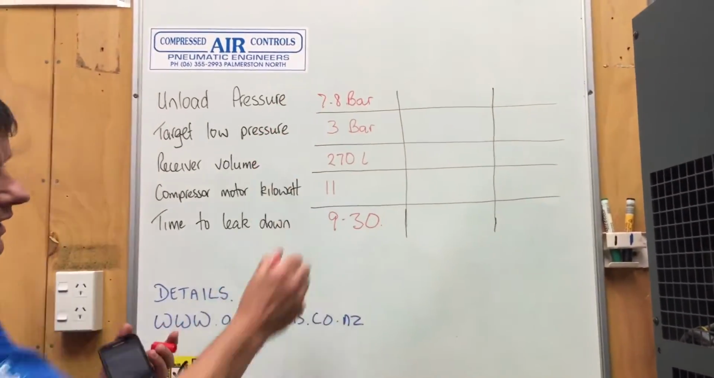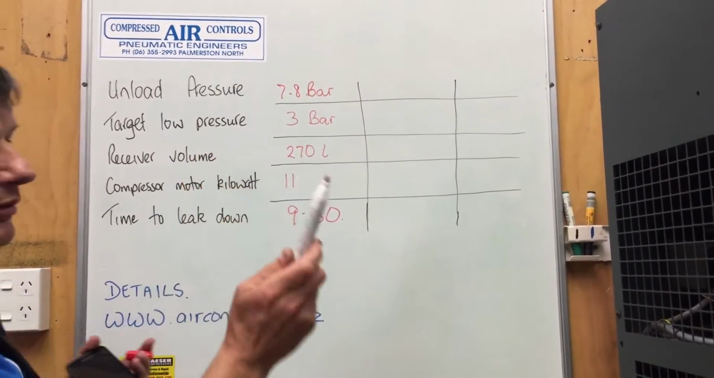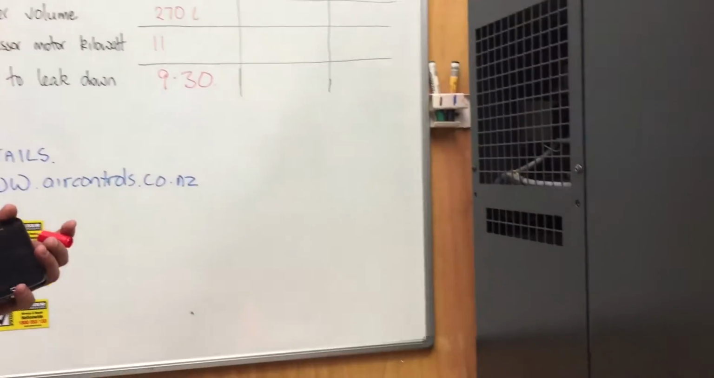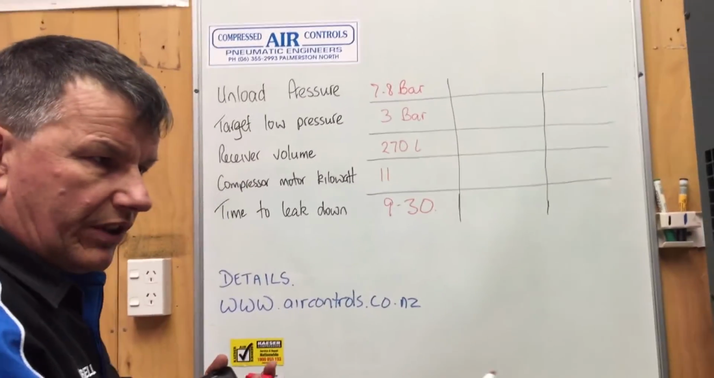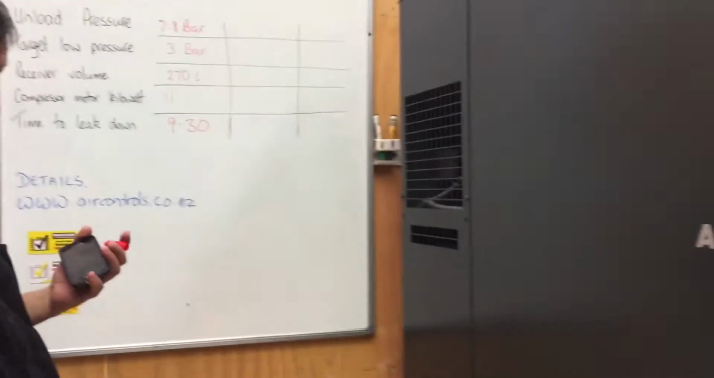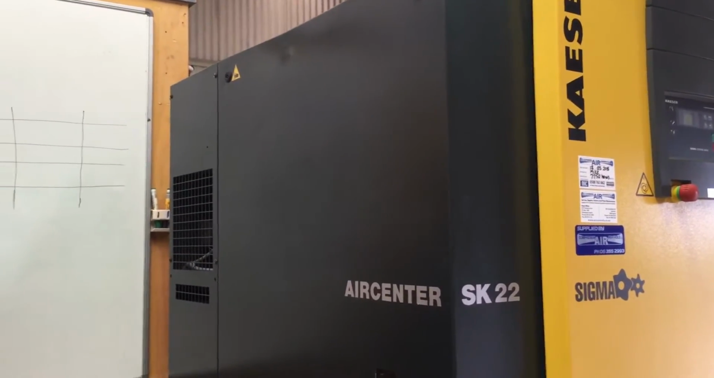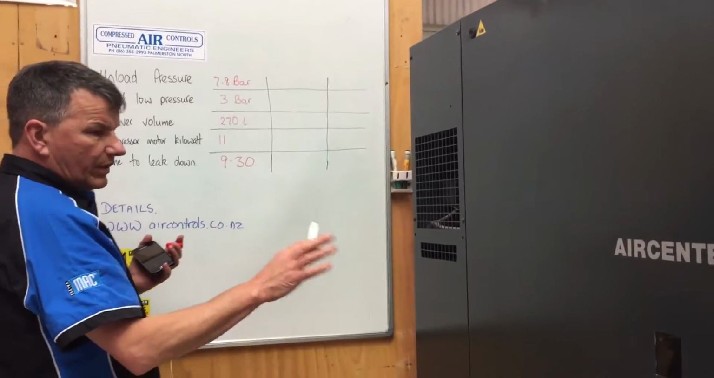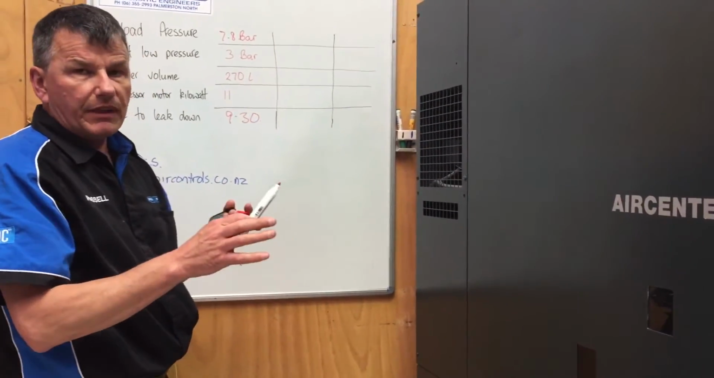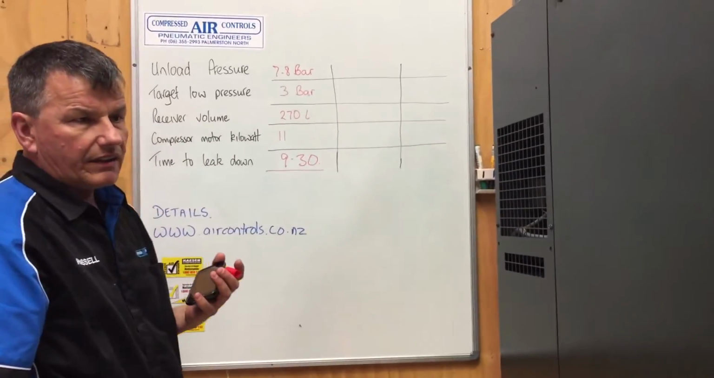So these are the figures that we now put into our Kaiser online calculator. Our unload pressure, when we stopped the compressor, was 7.8 bar. Our target pressure that we've measured the time it takes down to is 3 bar. Our tank capacity is, in this case, 270 litres, or 0.277 cubic metres. Our compressor kilowatt is 11 kilowatts. Your service provider would easily be able to tell you that with a phone call. And our time of 9 minutes and 30 seconds.